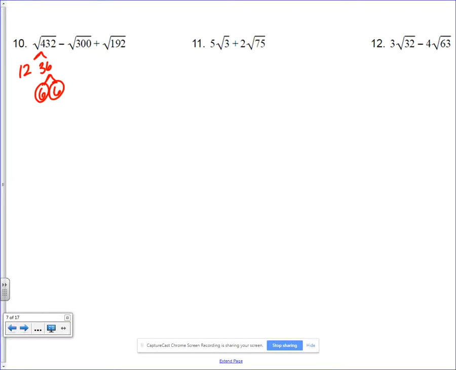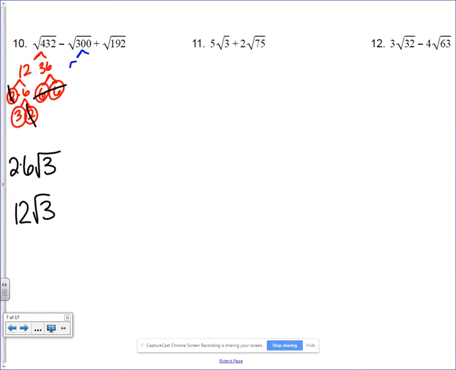How about the 12? 2 and 6, and then, there we go. Okay, so what do I have pairs of? A pair of 2's and a pair of 6's. So 2 times 6, what's left underneath? And then what would you get when you multiply that? Everybody okay with 12 radical 3? Are you sure? Okay, now let's go to the 300.